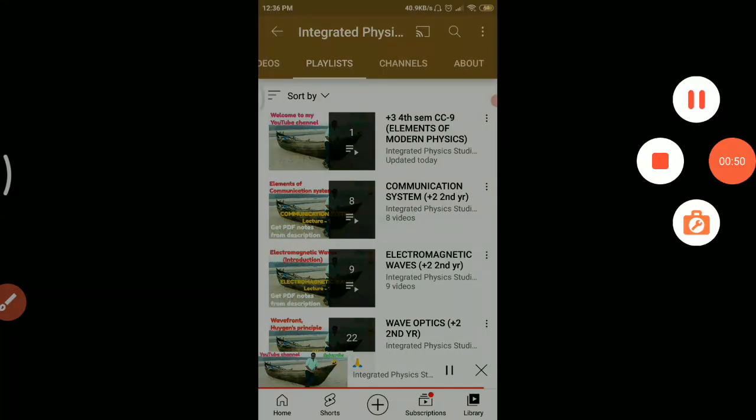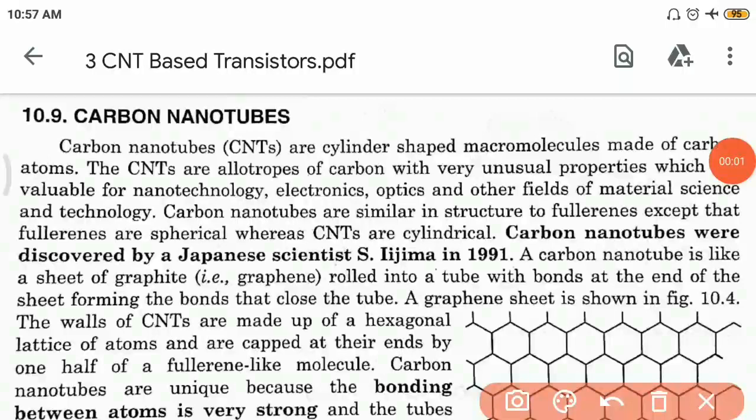Okay, thank you. Hello students, in today's topic we will study CNT based transistors. So first of all, CNT means carbon nanotubes. So let us first briefly know about the carbon nanotubes.